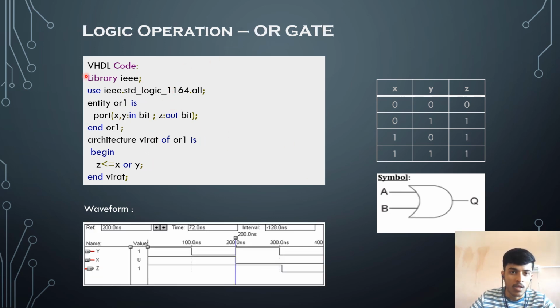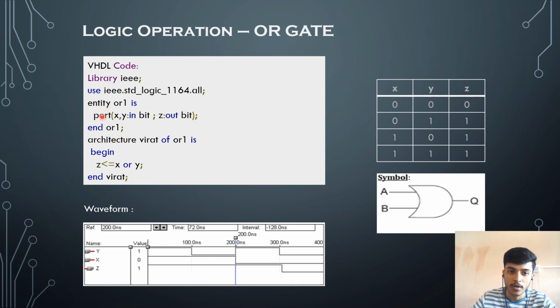Similarly, we have the OR gate. There is nothing different, we just have to vary the keyword, that is OR. Similarly, we have to import the library because we need to perform these operations, and these are inbuilt inside this library. Using IEEE, I am importing all the modules present in the library IEEE. Now I am declaring the entity OR as the OR gate. Similarly, here also x and y are input ports in bit form, 0 or 1, and z is the output, also in bit form.